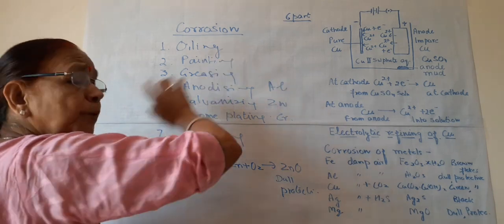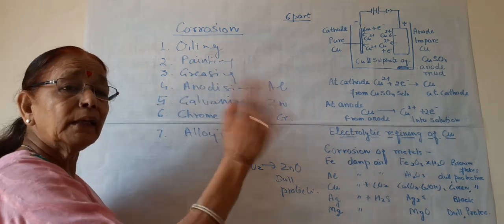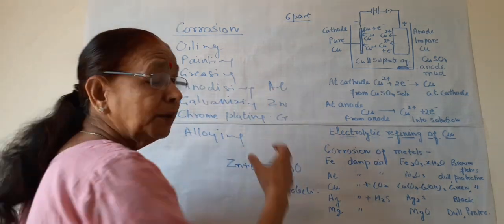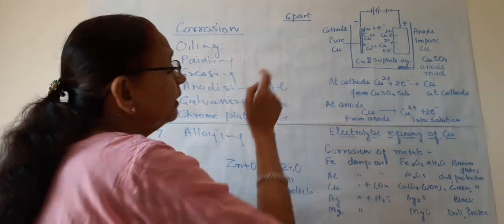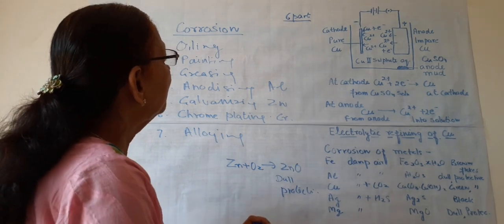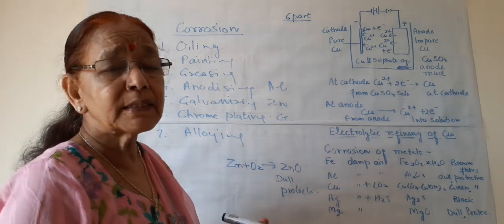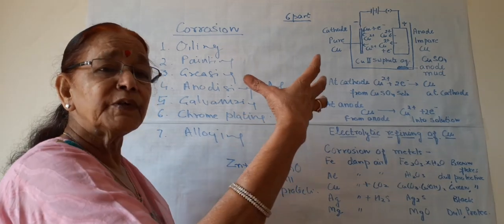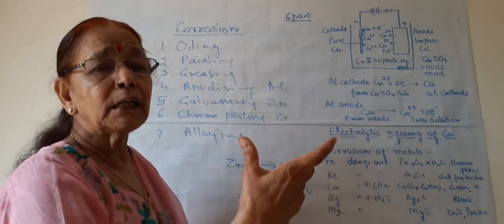So oiling, you know, to put oil, painting, to put paint, greasing, to put grease, anodizing with aluminium. The metal is dipped in aluminium. It is generally done by electrolysis. So electrolytic anodizing is done by aluminium. Galvanizing is with zinc. First zinc is melted to liquid, then the substance which is to be galvanized is dipped in zinc, taken out.